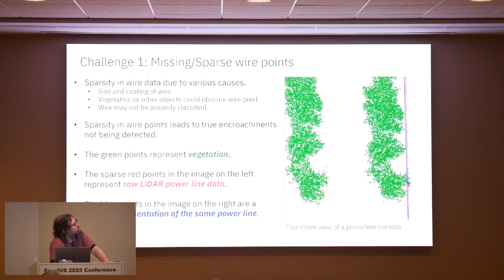On this picture here, if you look at the left picture, those red dots are all that were captured for this particular span that was running past these trees. The blue dots are what a full, dense power line would look like. You'll see there are multiple blue lines here as well because they're stacked vertically, so you actually have 3 different power lines here. So that's one challenge. How do we deal with these sparse wire points?